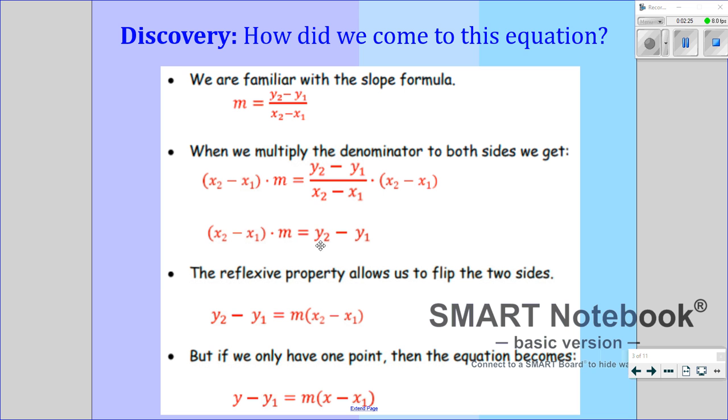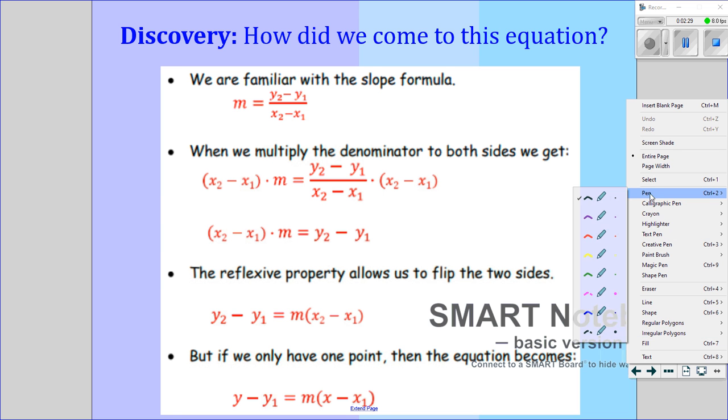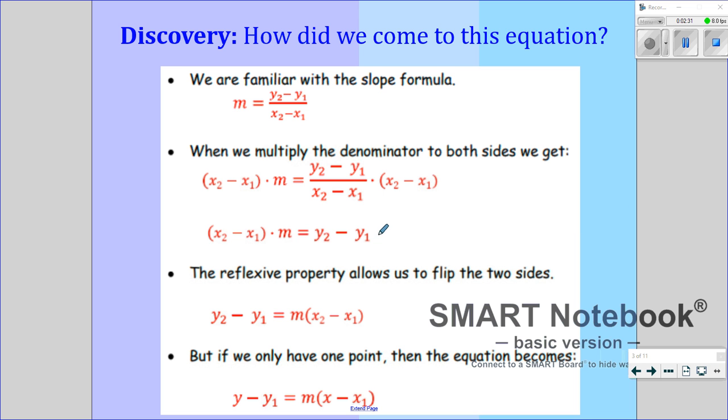It says the reflexive property allows us to flip the two sides. So basically, when you get to this line where my purple dot is, you're just flipping it, so that the y2 minus y1 is on the left side and the m times x2 minus x1 is on the right side.